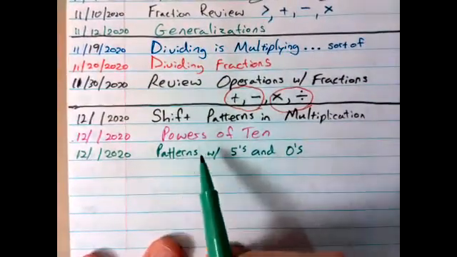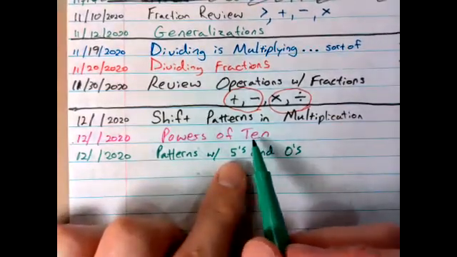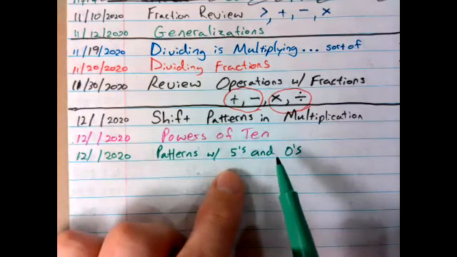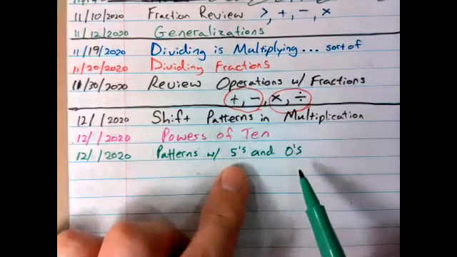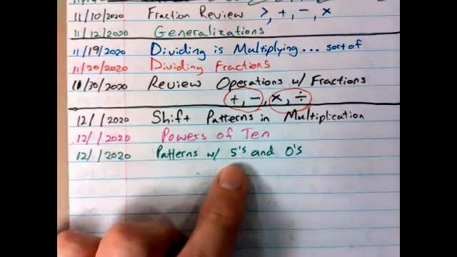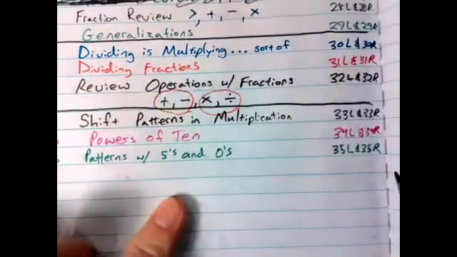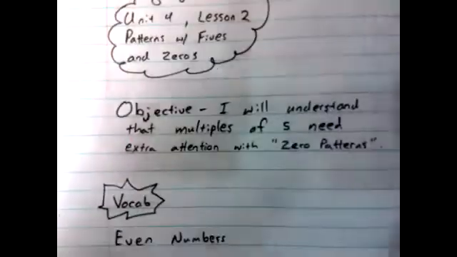So let's look at patterns with 5s and 0s. Yesterday, when we talked about multiplying by 10, 100, 1,000, we had some shortcuts and some ways to identify the answer. You're going to find out today that when we multiply by the number 5, sometimes the outcome changes. So if you're keeping notes, I'm on 35L and 35R. All right. Let's take a look.